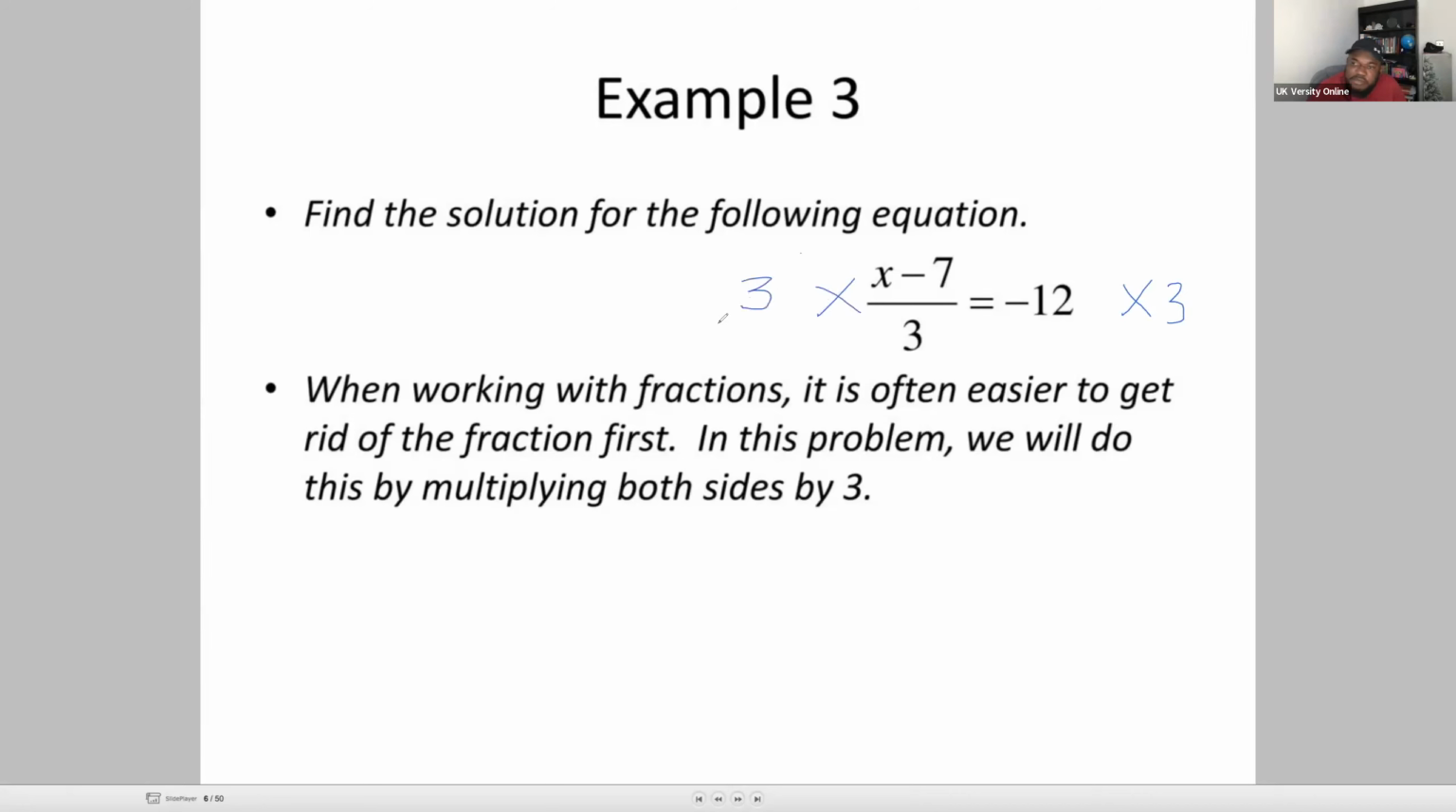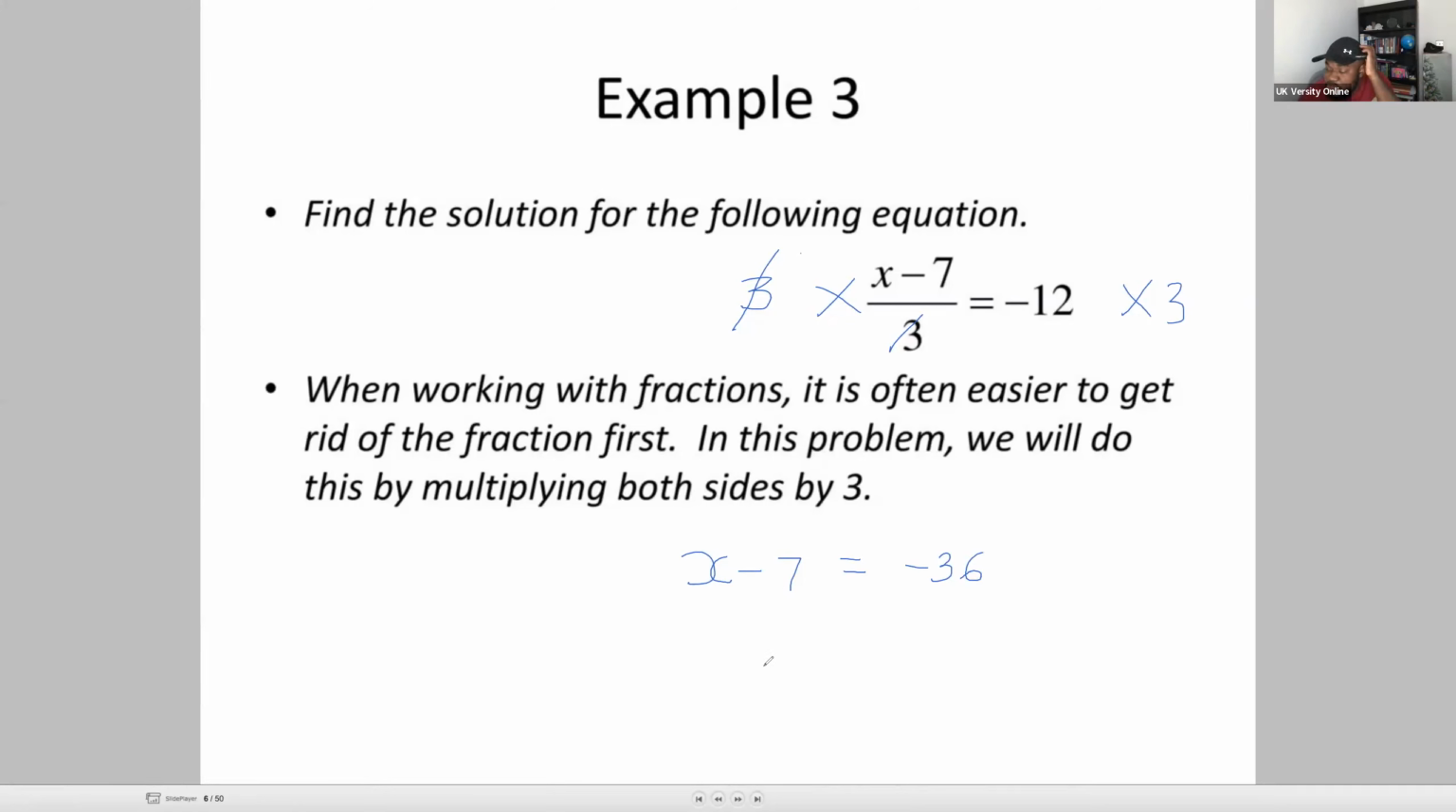When you multiply both sides by 3, that means this will cancel this out. There's going to be only x minus 7 left on the left-hand side. So it's going to be x minus 7 equals minus 12 times 3. That's going to give you minus 36. Can you see that? Minus 12 times 3 gives you minus 36. So it's much easier now.